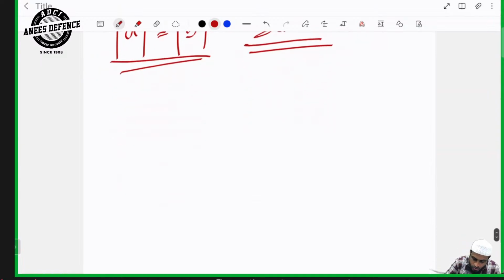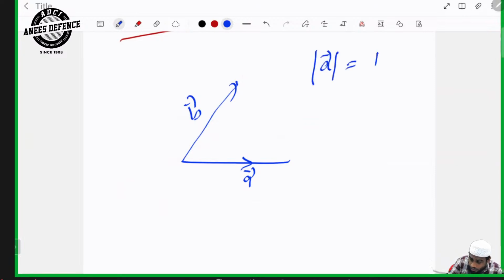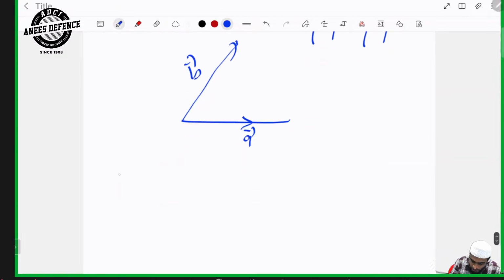So this can be my A, and this is my B. So I will get a resultant. But here, what is the condition given? Not A equal to B, but magnitude of A equal to magnitude of B. If A equals B, then its magnitude and direction should be the same. Here only the magnitude is the same. Understood? So what is the resultant?